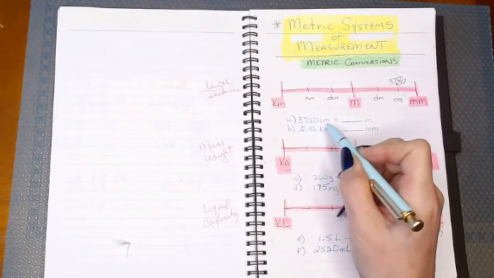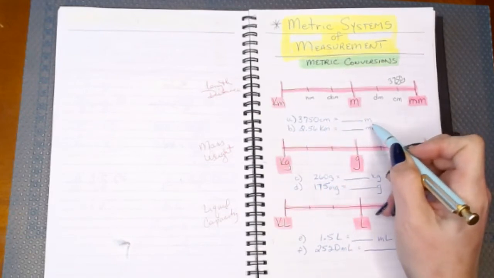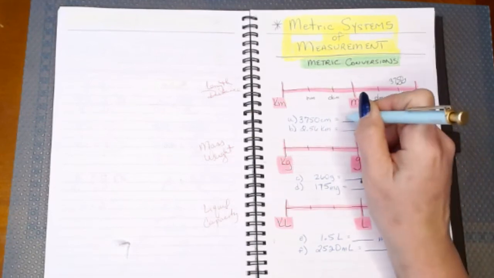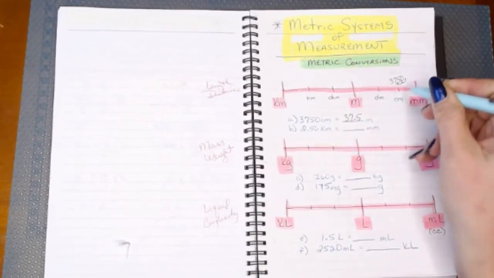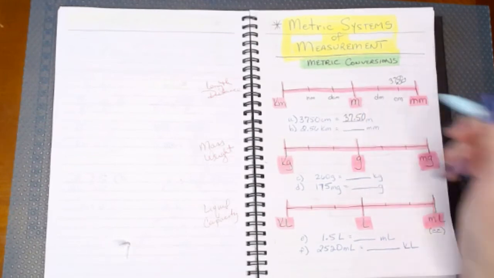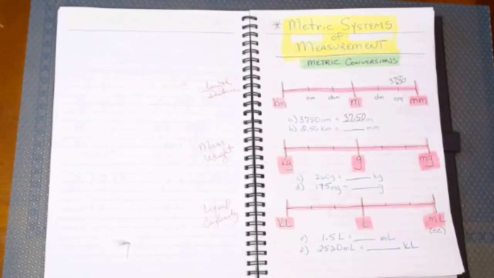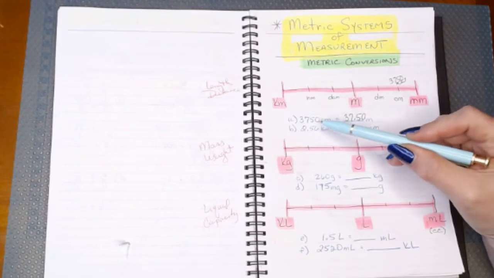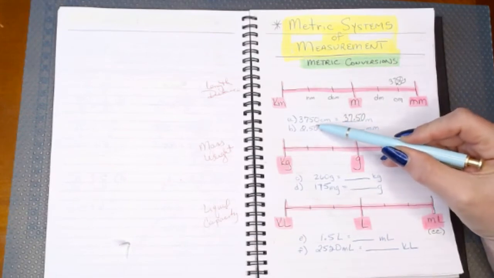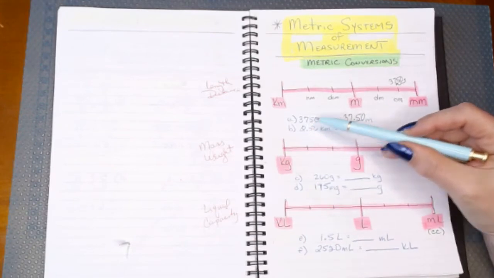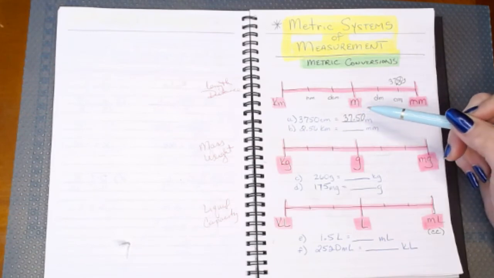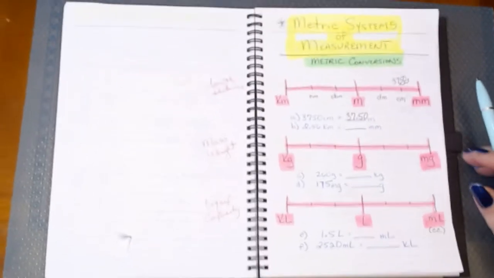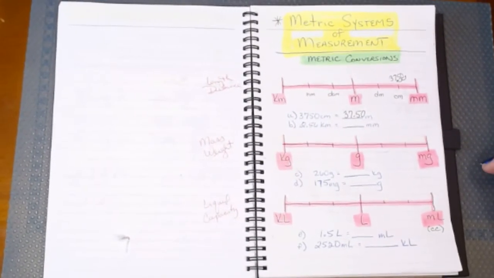So what is 3,750 centimeters as meters? It would be 37.5, or of course 37.50. You can include the 0. So what did we do? We took a decimal and we moved it 2 places to the left, or in other words, we divided by 100. And that's how you'll see it written in many different books.